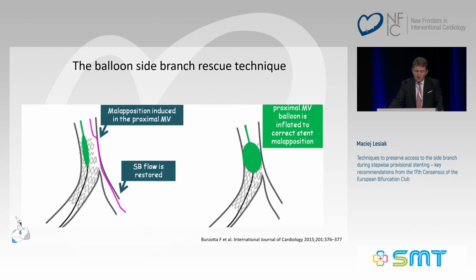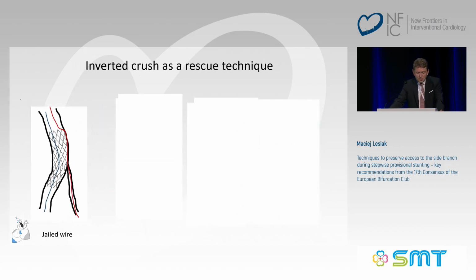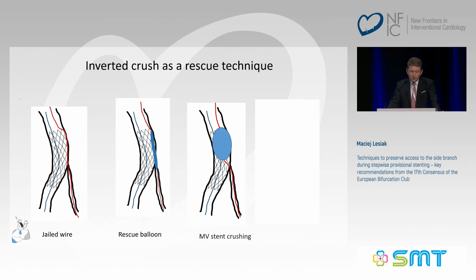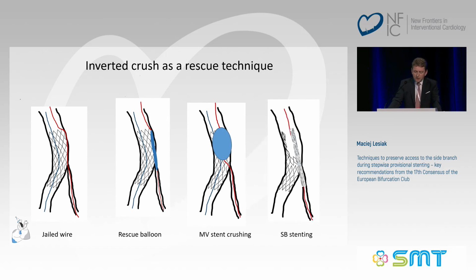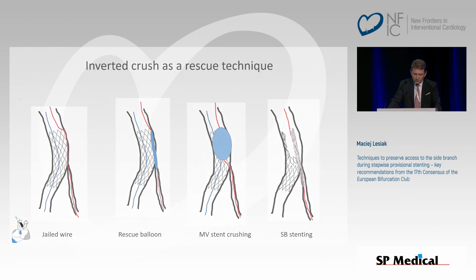If not, the last resort is just to invert your strategy from provisional to inverted crush. So you follow the same steps. You pass back the small balloon, you crush the main vessel stent with the bigger balloon, and then you position the side branch stent over the crushed main vessel stent. Of course, you should finalize everything with kissing.